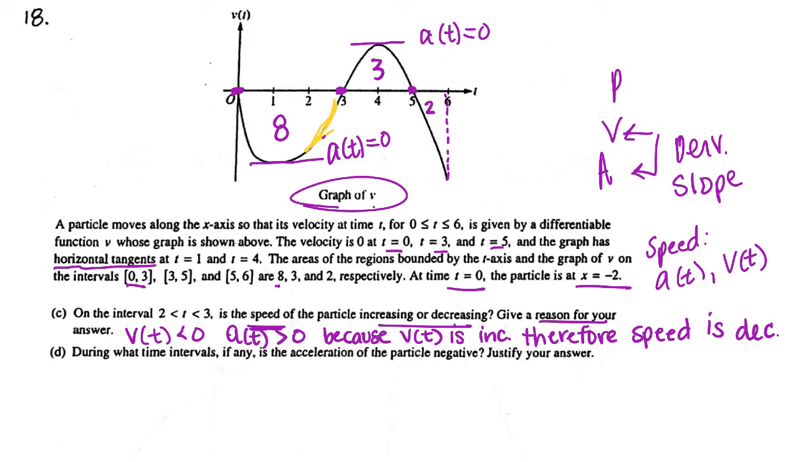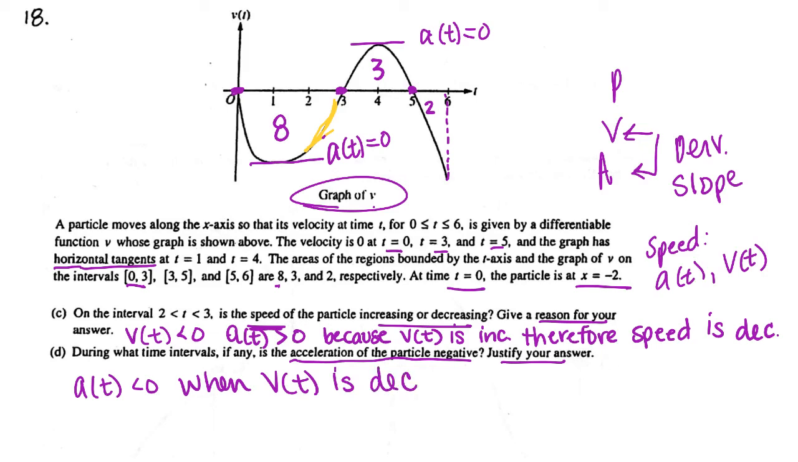Now for part D, we have during what time intervals, if any, is the acceleration of the particle negative? Justify your answer. So let's go ahead and just justify it before we find those, because it tells us what we're looking for anyway. So I know a at t is negative when v at t is decreasing. So really this is just a matter of finding where is that function decreasing. So let's look to see over what intervals.